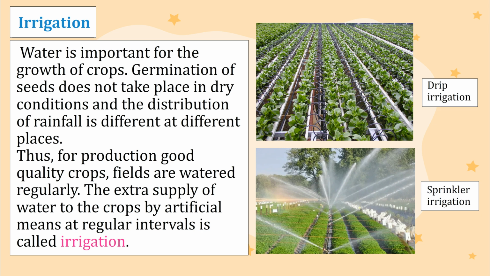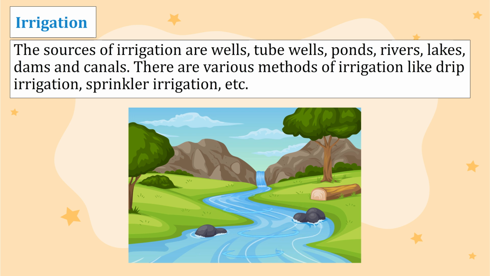Sprinkler irrigation. The sources of irrigation are wells, tube wells, ponds, rivers, lakes, dams and canals. There are various methods of irrigation like drip irrigation, sprinkler irrigation, etc.